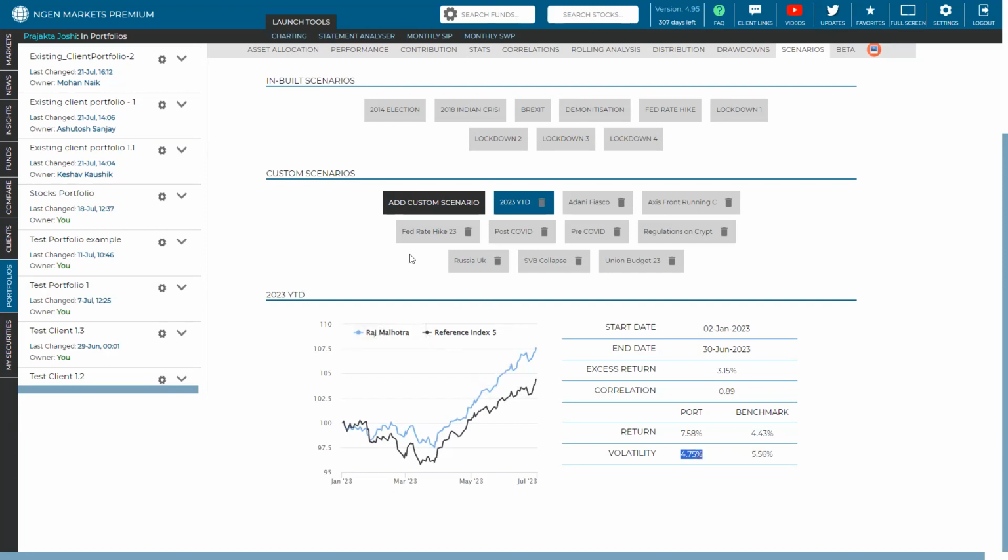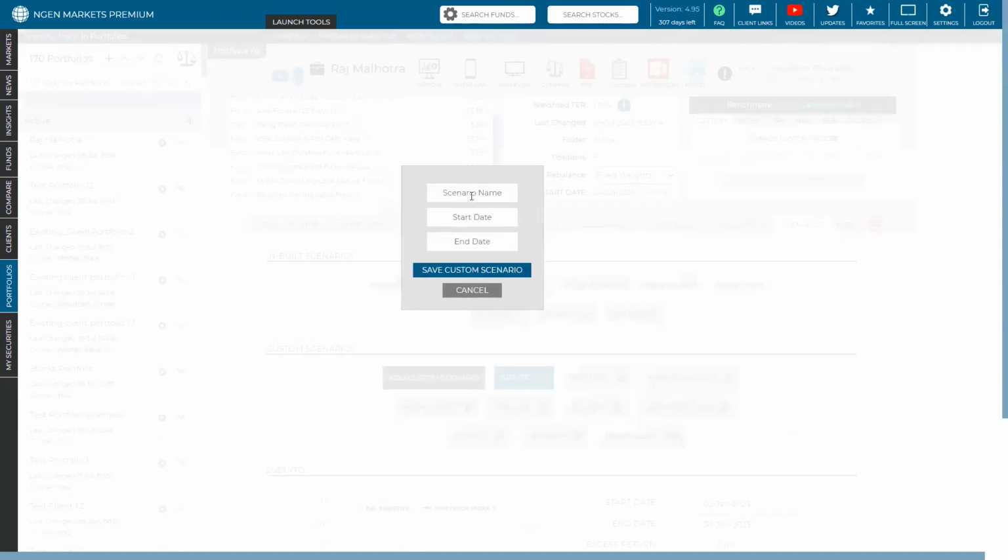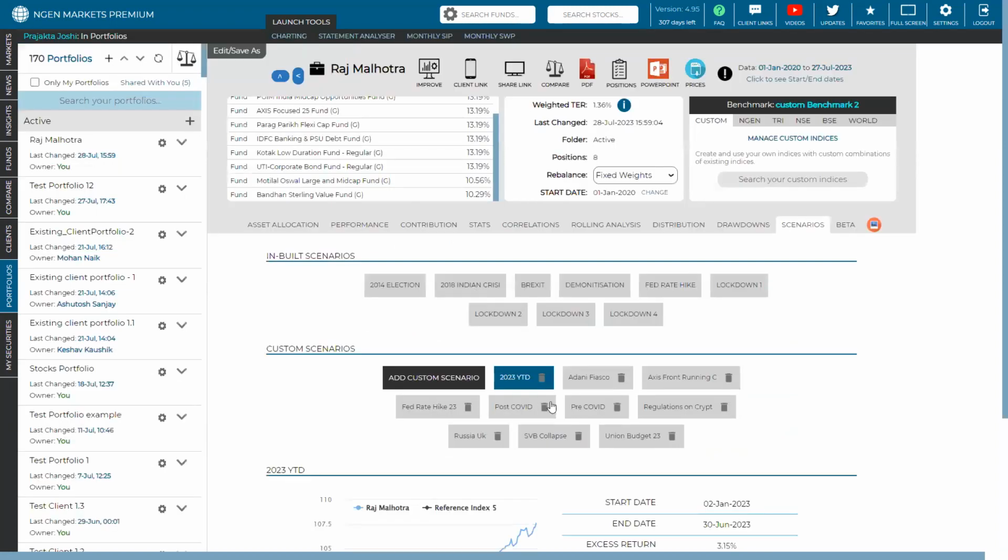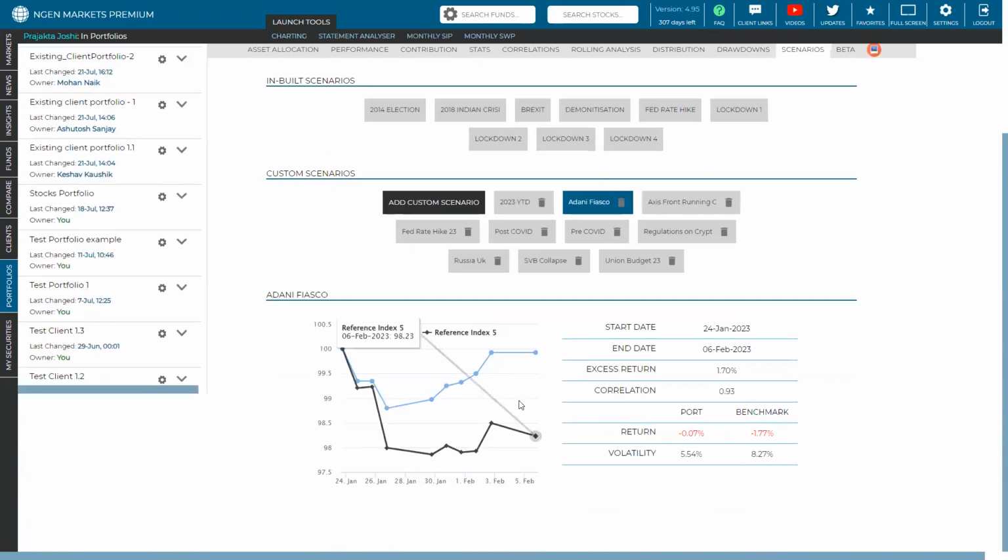You can now create your own custom scenario as well. So just head over to add custom scenario, put in the name of the scenario, put in a start date and an end date, and click on save. And your custom scenario will be saved. You can just click on it and have the return performance of your portfolio against that particular scenario. Right. So in this case, I've taken the Adani fiasco as a scenario. That happened during the first couple of months of this year. So a 2-week period is what I've taken.